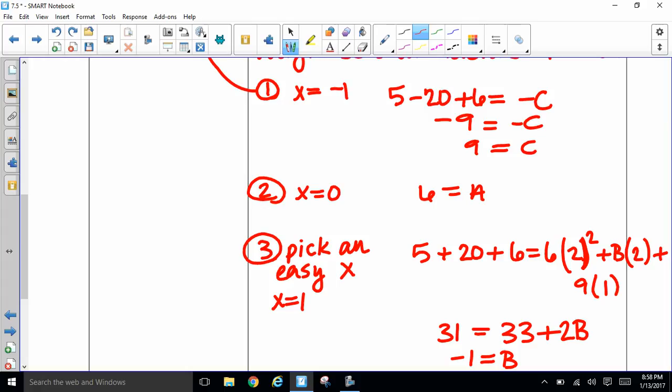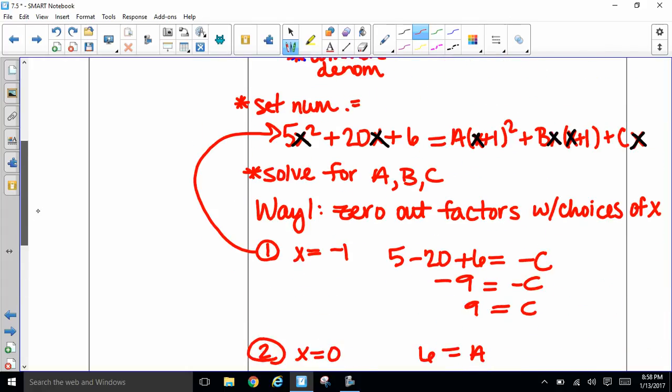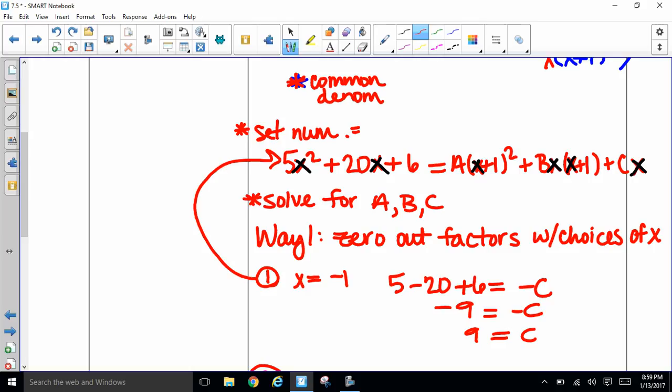So pick an easy x, and you might want to plug in, in this case, your a and c. But if you had already found a and b, whatever you've already found, you can plug that in and use all of that information to help you find the missing piece. So that's one algebra strategy for how you can take this equation and solve it decently quickly.